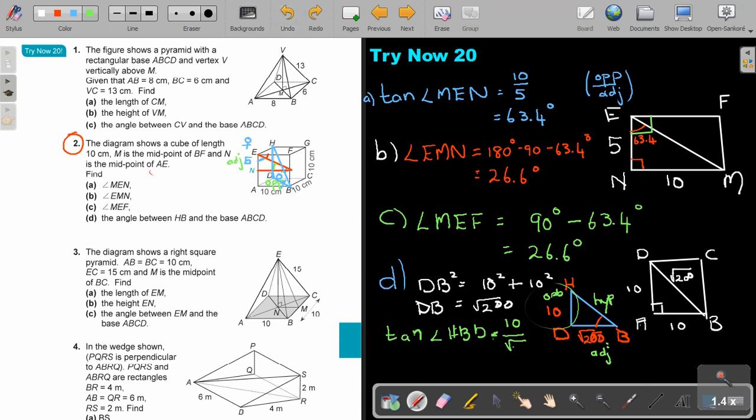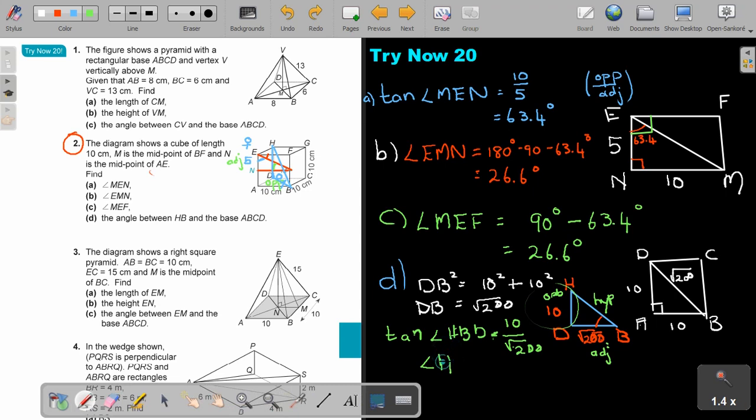Let's just get that, the pen is now struggling. Remember it's an angle, so shift tan or second function tan, bracket 10 divide square root 200, close the bracket, and angle HBD is equal to 35.3 degrees. And that's how you do it.